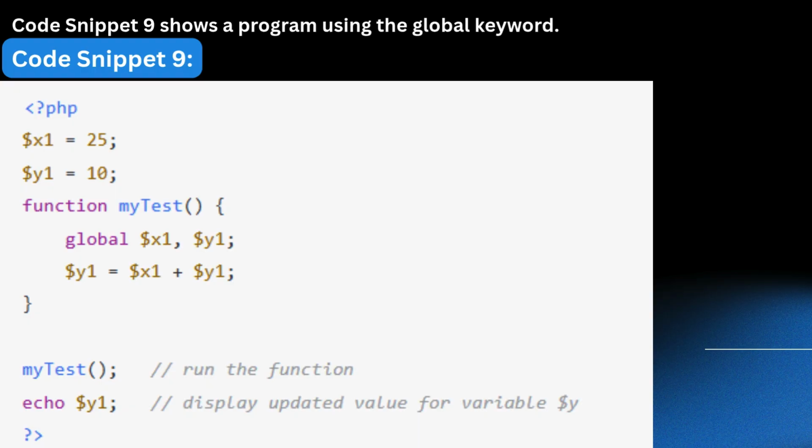If you really need to modify a variable inside a function, a better option is to pass it by reference. This makes it clear that the variable will change. For instance, you could define function myTest(&$y, $x) with $y = $x + $y, and then call myTest($y1, $x1). It achieves the same outcome but is more explicit and safer to maintain.